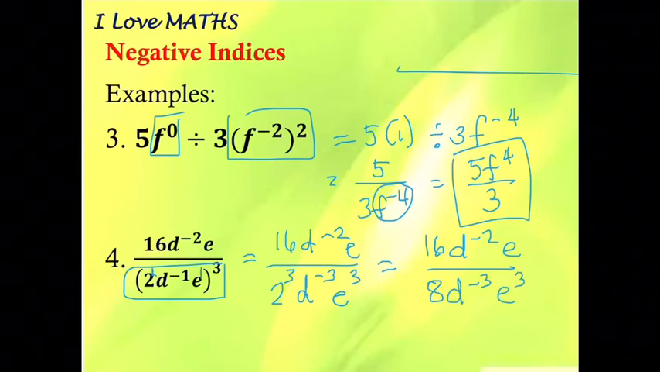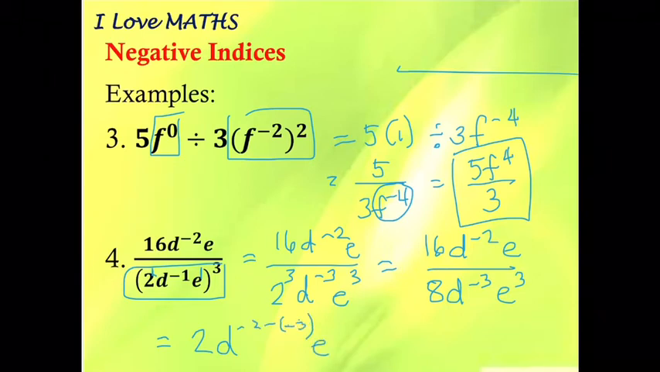Then we can simplify it by dividing 16 by 8. So 16 divided by 8 is actually 2. And then copy the base d. Since this is division, we have to subtract the indices. Negative 2 minus negative 3. Copy the base e, and then subtract the indices 1 minus 3. So it will become 2d. So negative 2 minus negative 3 is 1. And then e, 1 minus 3 is negative 2.